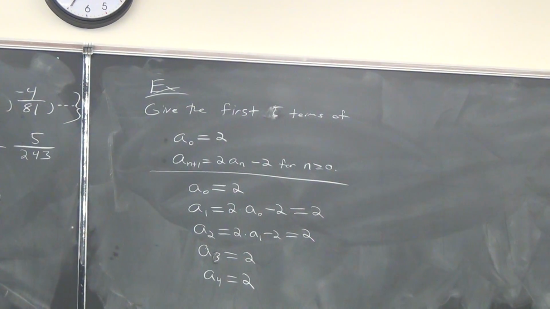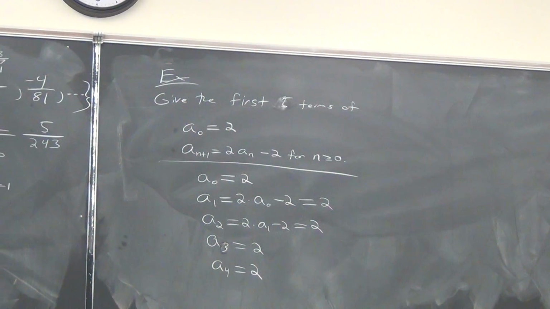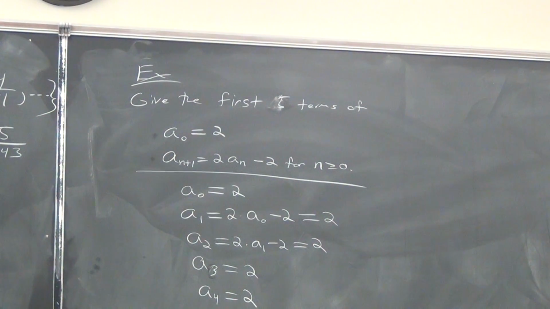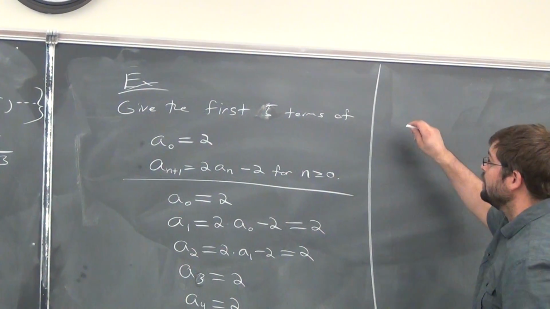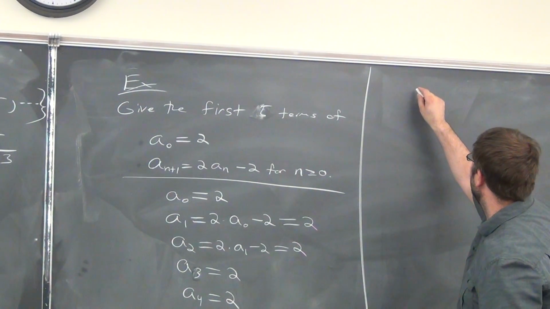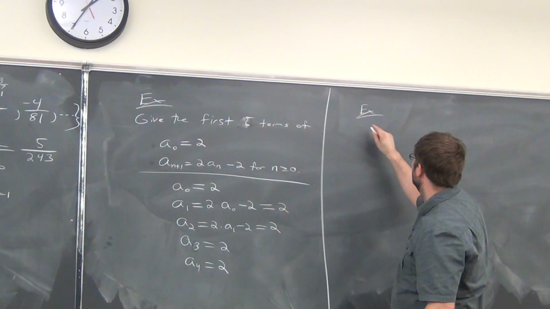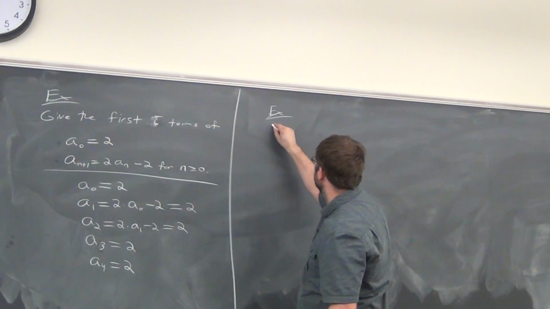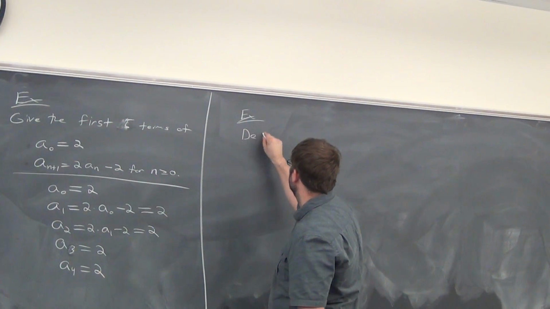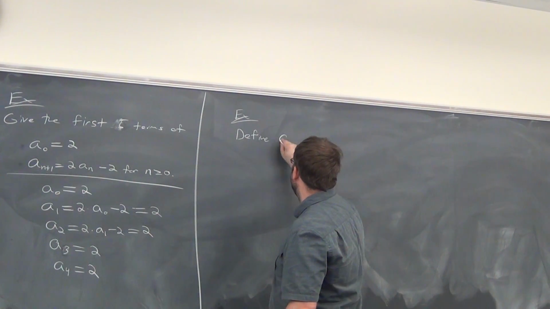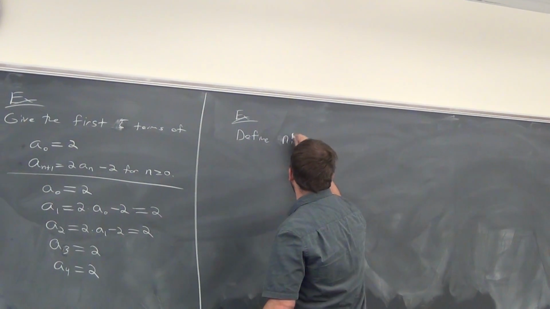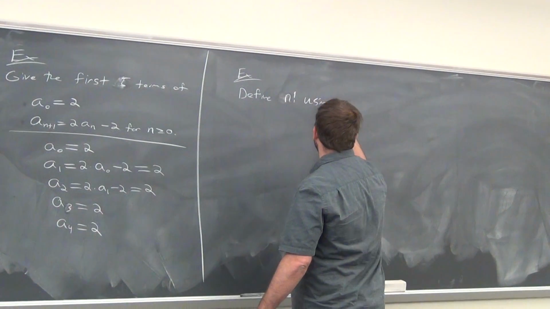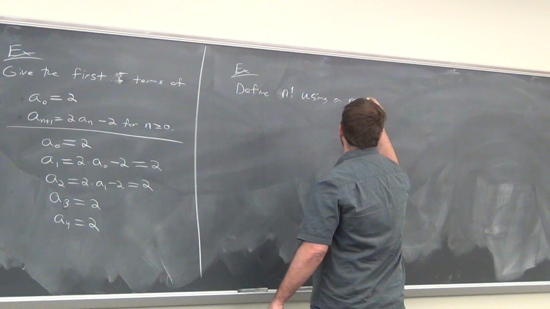But those could be as messy as you want, right? You can get all kinds of crazy things happening, and we'll return to more of this later on. But for right now, just have this basic thing. Let's do one more thing with recursive. All right. Define n factorial using a recursive definition.